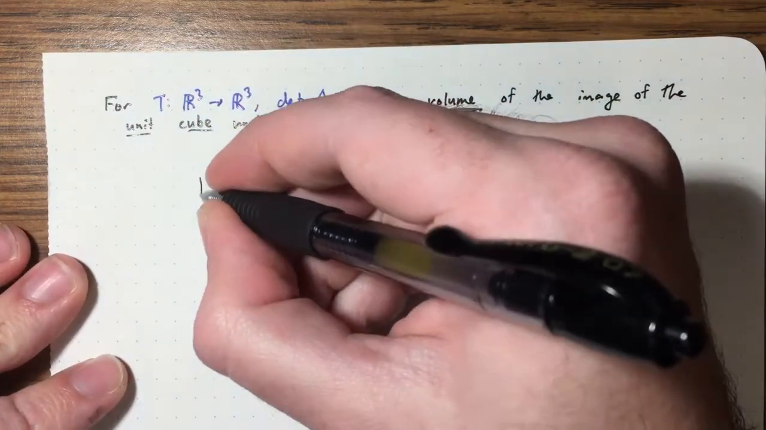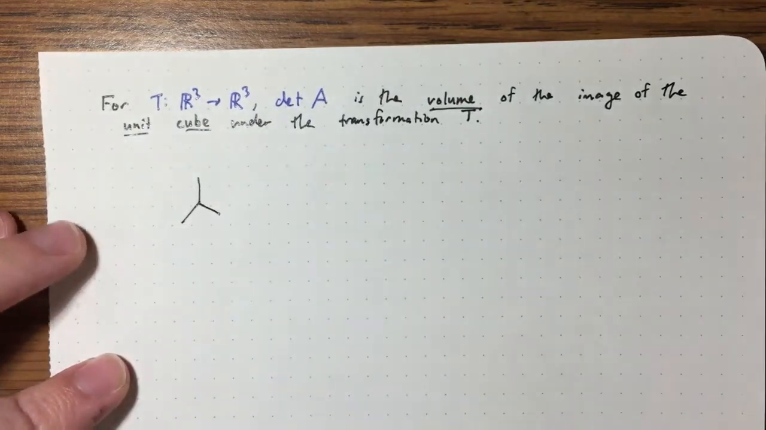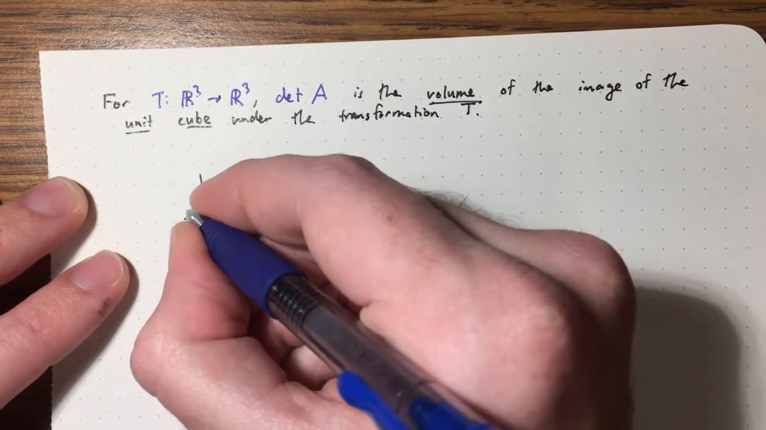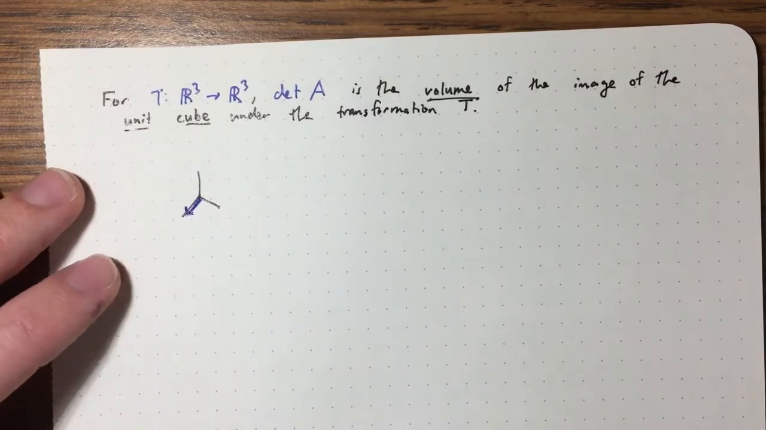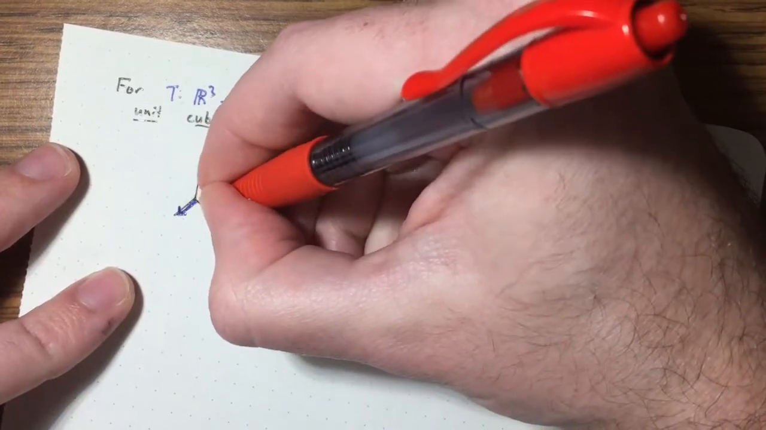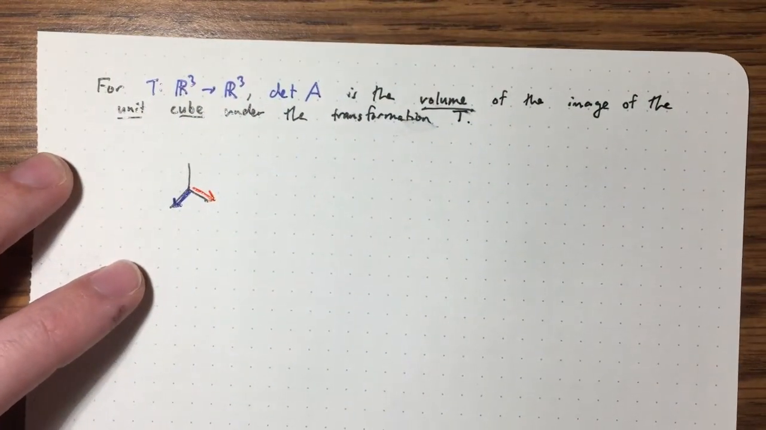Do I dare try to draw this? Okay. I have my basis vectors here. I'm going to try to draw them. I need another color. Let's do green.